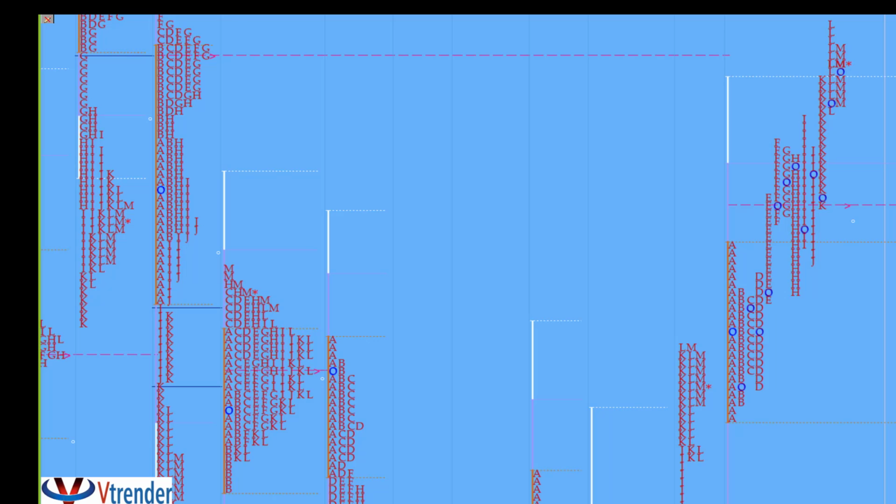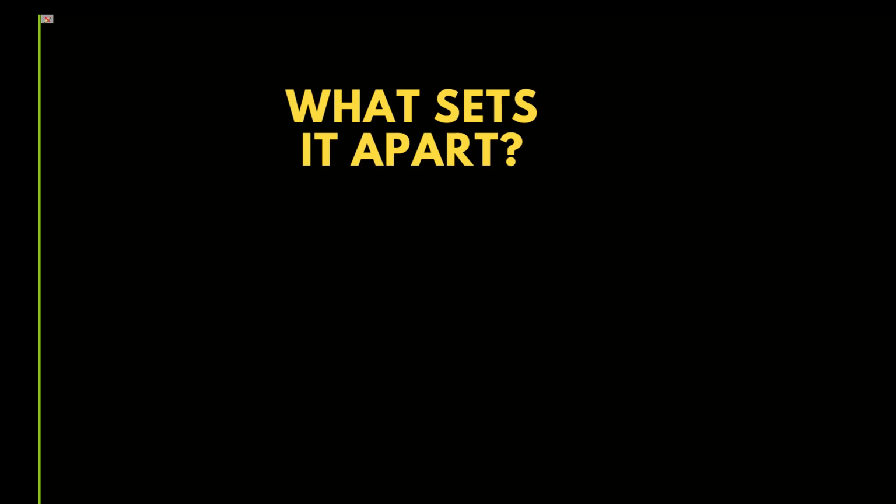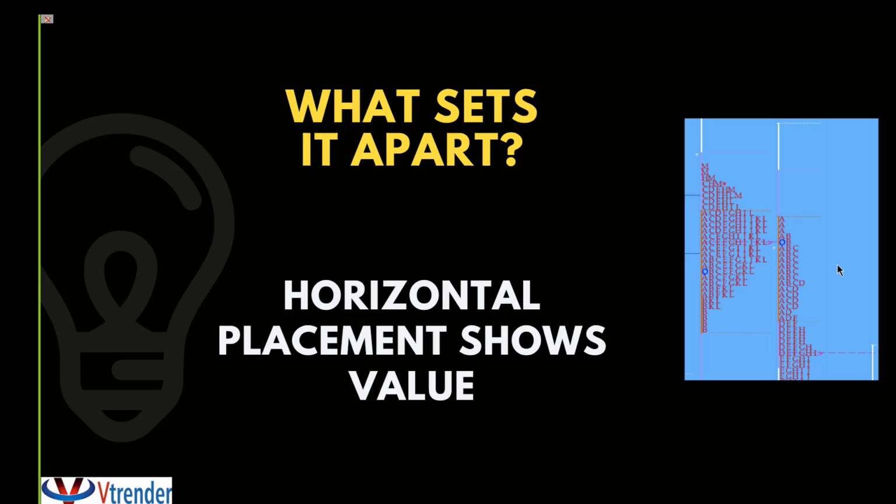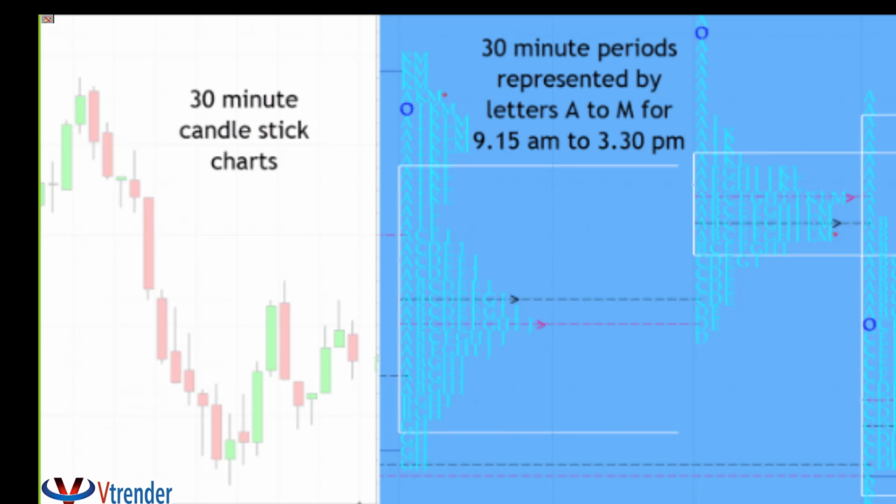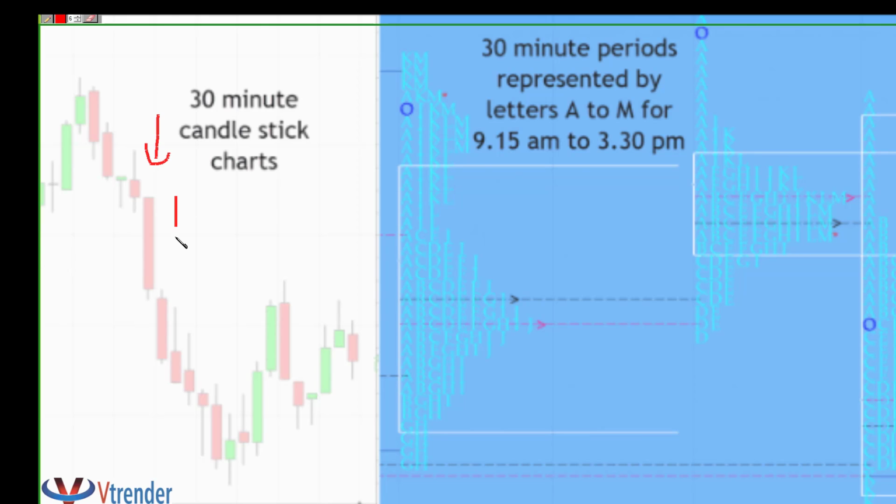For those of you who've never seen a market profile chart before, this is what a market profile chart is. What sets it apart is the horizontal placement of bars. Let me illustrate that with a quick example. On the left hand side is your regular 30-minute candlesticks, right? Something which you and I trade out of, and which is there for everyone. So this is your normal open, high, low, close candles.